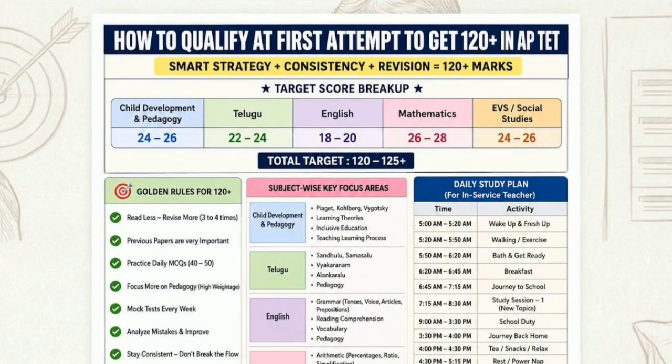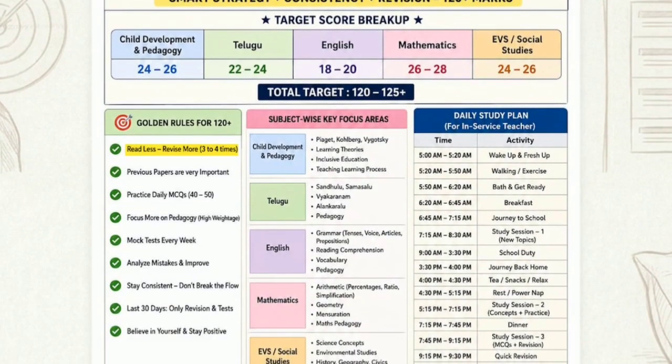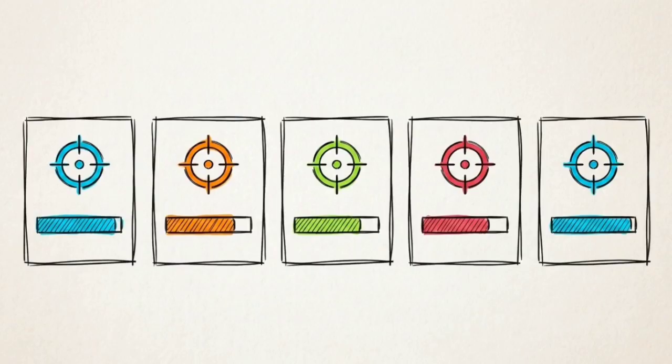To hit these exact targets, you have to follow a strict set of rules. Looking at the golden rules for 120 plus, the very first mandate is clear. Read less, but revise more. Every single topic needs 3 to 4 rounds of revision. You don't need 100% in any single subject. You just need a ruthlessly balanced, targeted performance across all 5 sections.